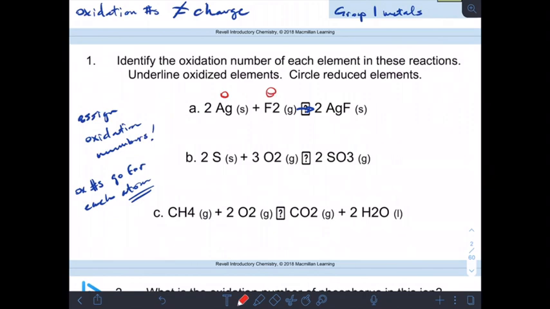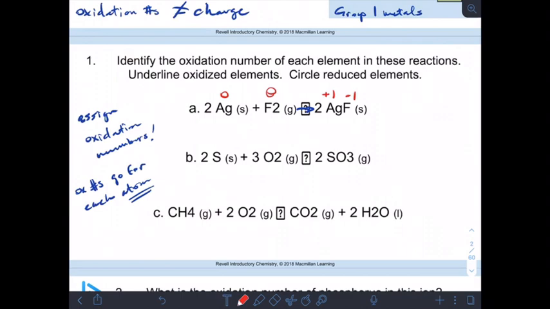Okay, now let's look at our products. So no longer in our naturally occurring state, we have silver fluoride, solid. So fluoride is one of those ones, most of the halogens will always be -1s, right? And then if I have a neutral compound, everything has to come out to be 0. So if I have a -1 for the fluorine, that means that the silver has to be a +1.